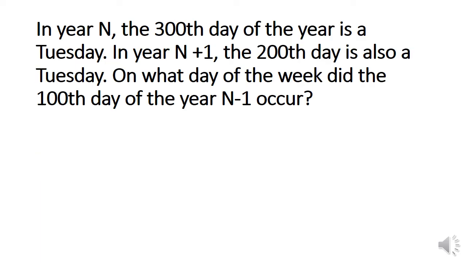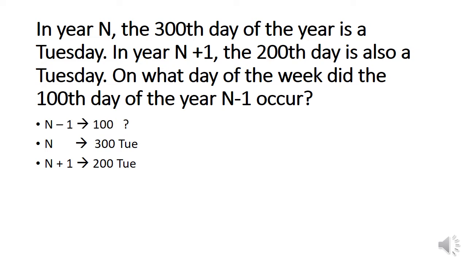Then, in year n, the 300th day of the year is a Tuesday. In year n plus 1, the next year, the 200th day is also a Tuesday. On what day of the week did the 100th day of the year n minus 1 occur? So the year before that.